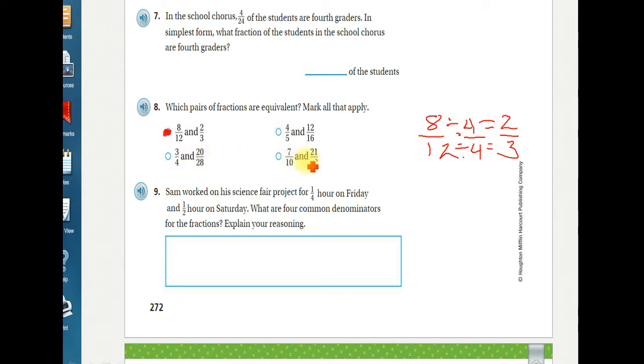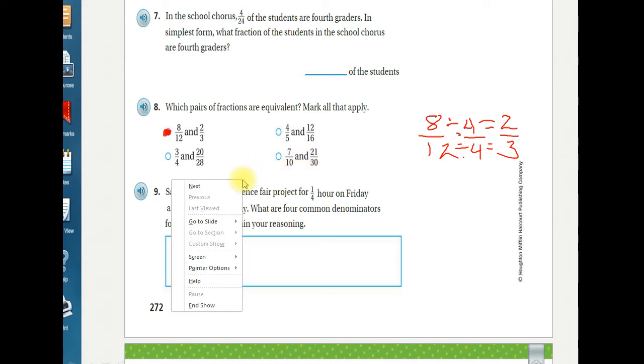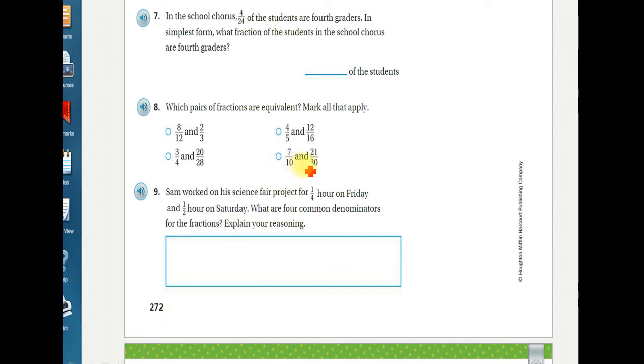Now let's go to the last one. I will show you that so you have another example. I have 7/10 and I have 21/30. Now again, I'm going from a smaller number to a bigger number, so I'm going to multiply.